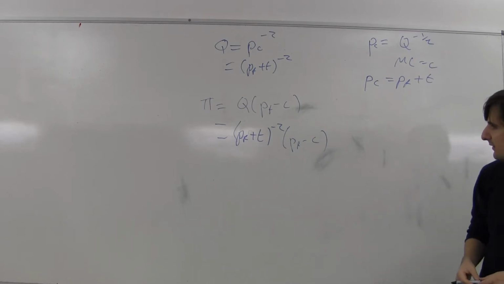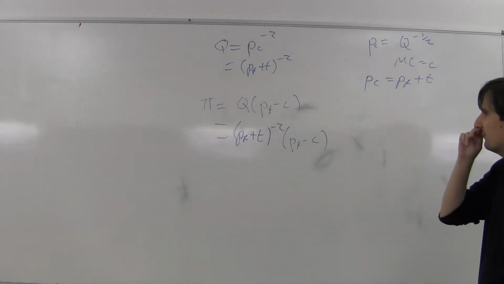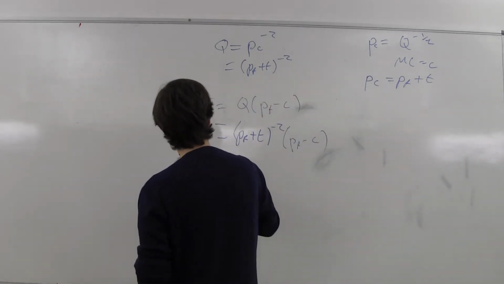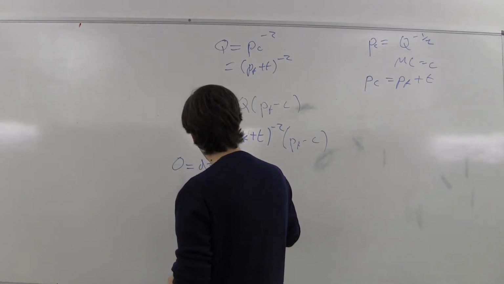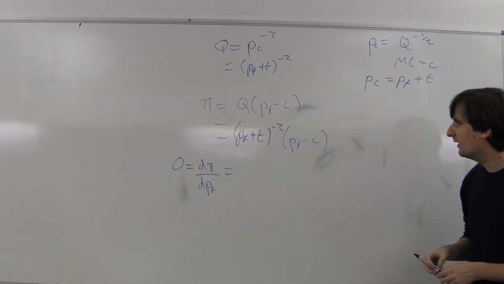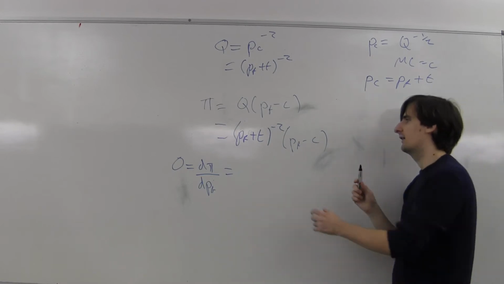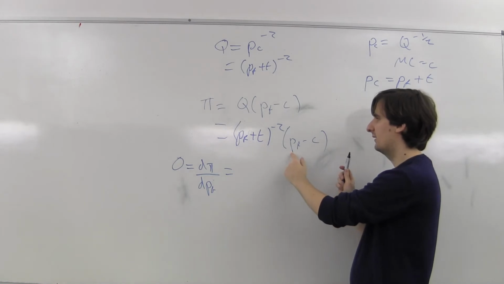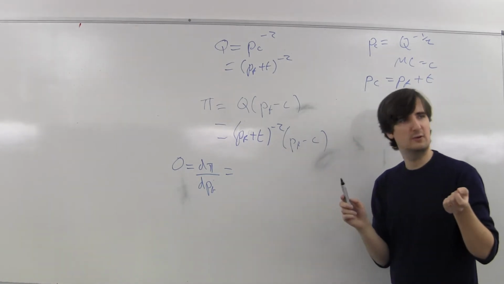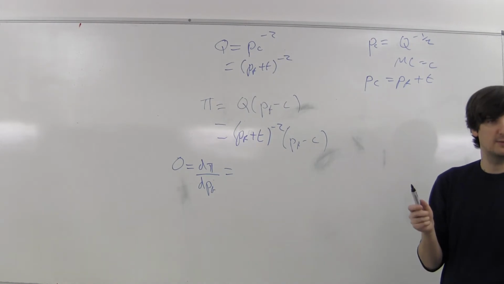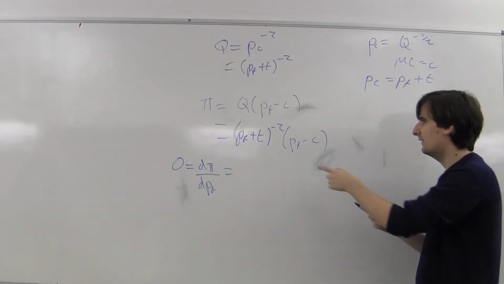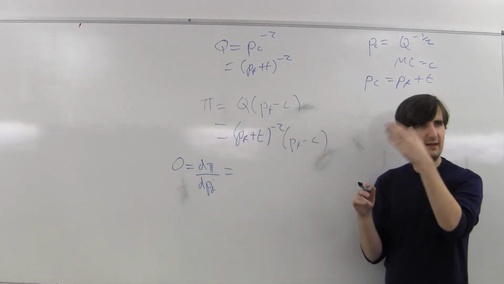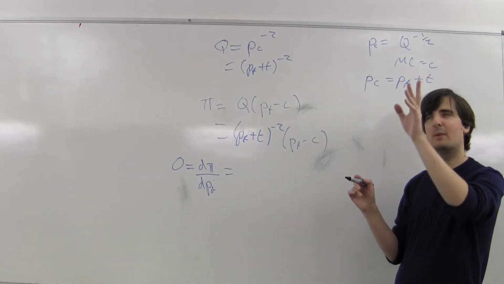Okay, so we've got something to differentiate now. We can't use that clever trick on this one. So at a maximum, d pi d price set by the firm is 0. Okay, so let's use the product rule on this. Remember the product rule says the derivative of u times v is u dash v plus v dash u. So u dashed, we've got something to the power of minus 2, so using x to the n goes to nx to the n minus 1.